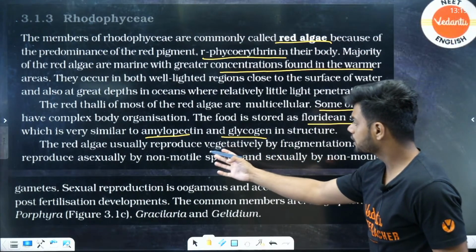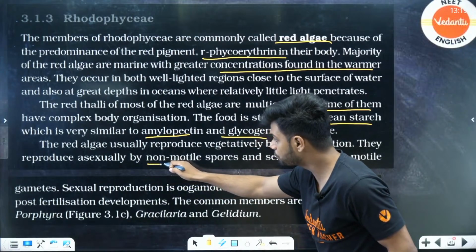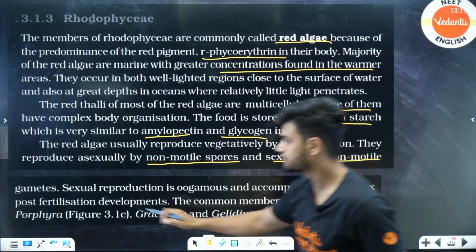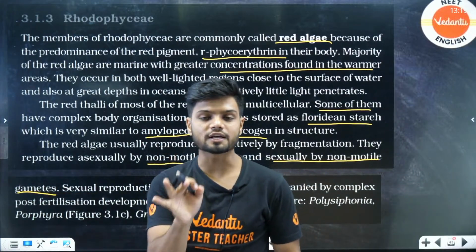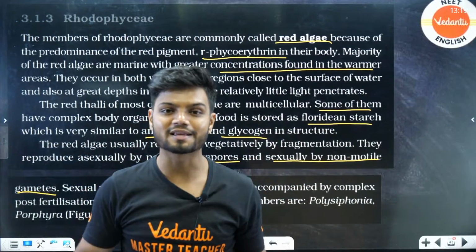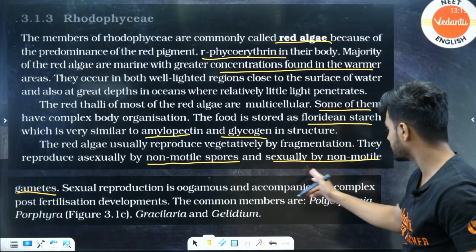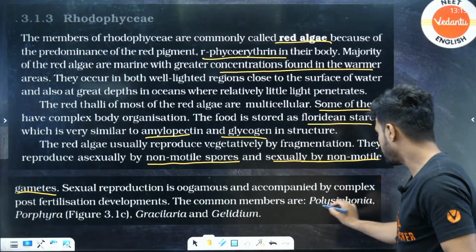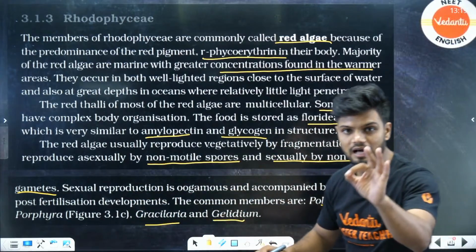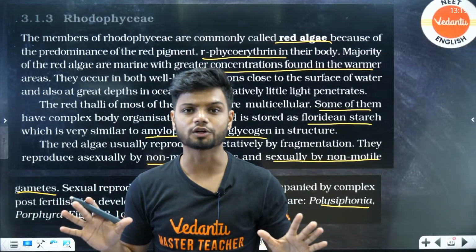Reproduction, vegetative by fragmentation. They reproduce asexually by, very important point, non-motile spores and sexually by non-motile gametes. Why? Because in the case of red algae, flagella are completely absent. Sexual reproduction is oogamous and accompanied by complex development. See, Polysiphonia, Gracilaria, Porphyra, and Gelidium. Examples are going to be important. They will ask you questions directly from the examples. They will not even think twice.